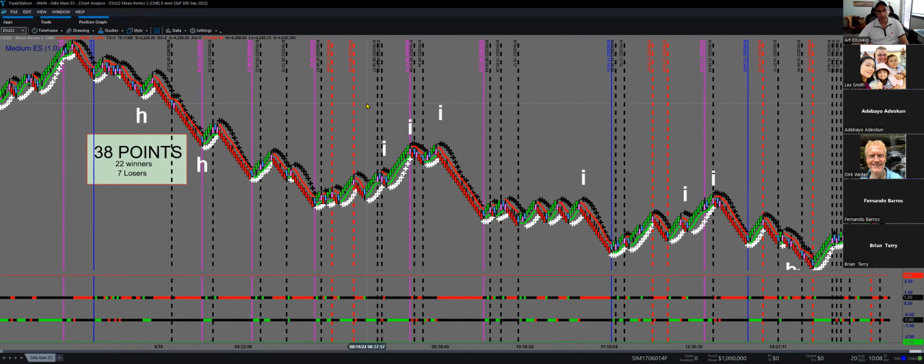Every time there's a black line, that's a trade that won. Every time there's a red line, it's a trade that lost. So on Friday, we had 22 winners and 7 losers, and we gathered actually 41 points. Sorry, 40 points, not 38. So it was another strong day. As you can see, there's a fair amount of trades. So I don't think you need to start looking at supply and demand. I think you just take the trade and let your dome do the money management for you.